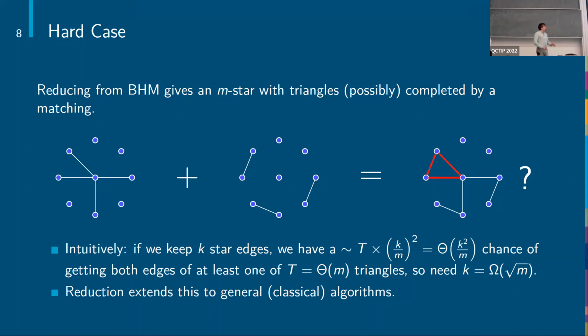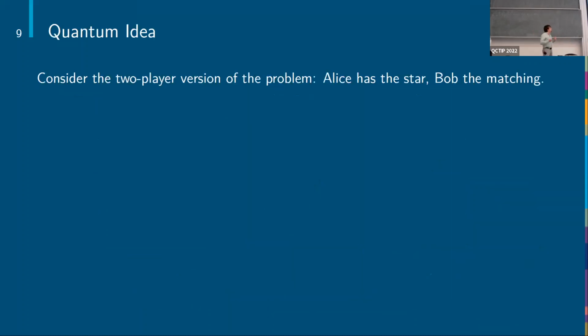To start with, we're going to make things as easy for ourselves as possible. We're not even going to think about getting this in a stream. We're going to think about a communication game version of this. So we have two players. Alice is going to have that star. Bob is going to have the matching. Alice wants to send Bob the shortest message possible that will allow him to determine approximately how many triangles they have together.